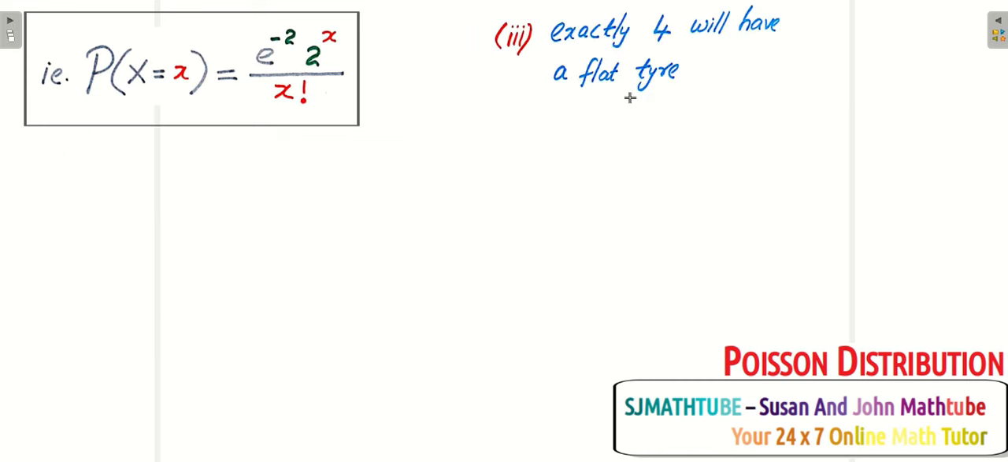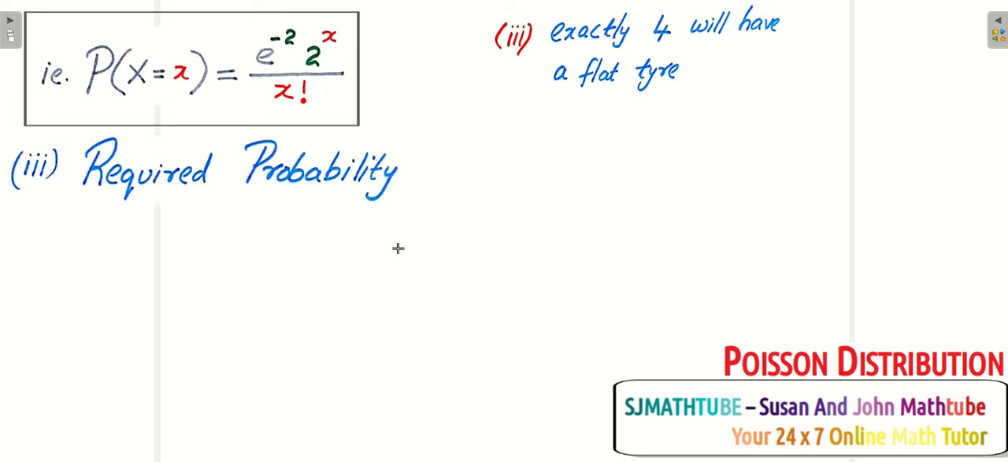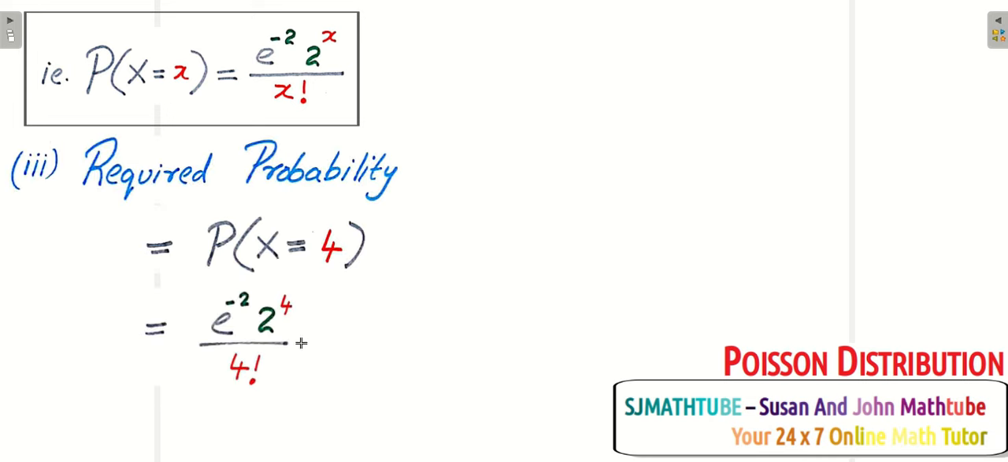Exactly 4 will have a flat tire. So the required probability is X equal to 4. Plug in that value, and that's it.